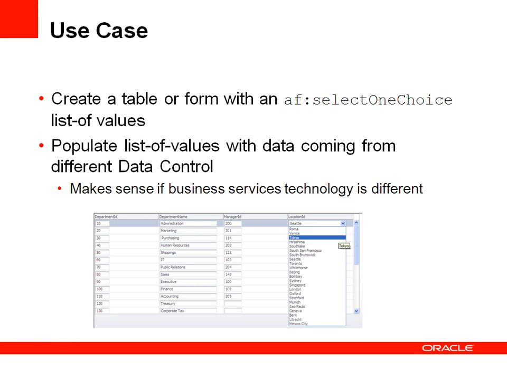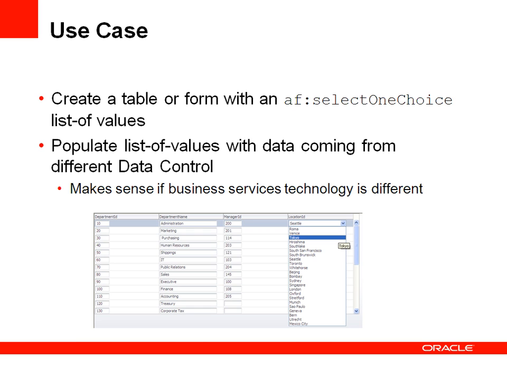The use case is to populate a component, a column in a table, or an attribute field in a form with a select one choice list, so that users can select from a choice of values to update the column or the attribute. To populate the list, we want to use data coming from a different data control, which makes sense if the business service technology that you use to query the data is different from the technology that you use to update whatever the data store is that you need to update with the selection.